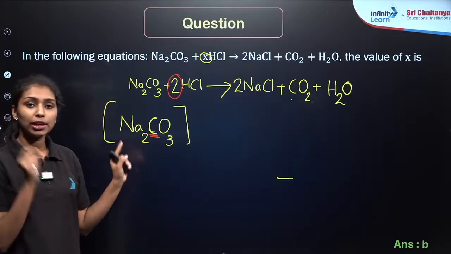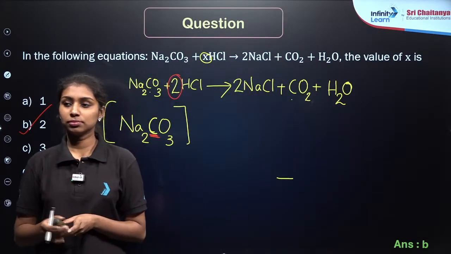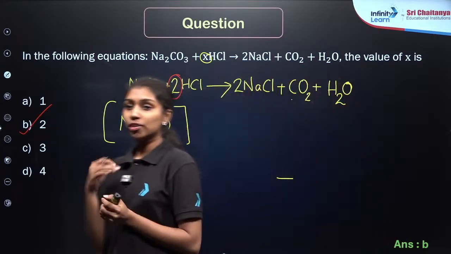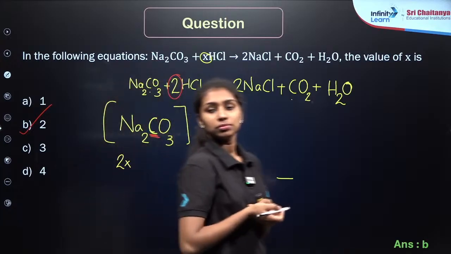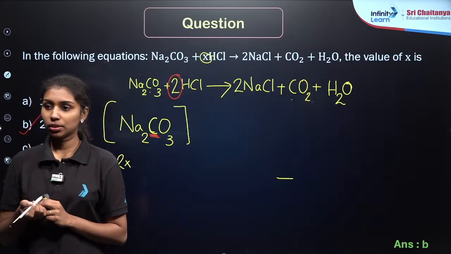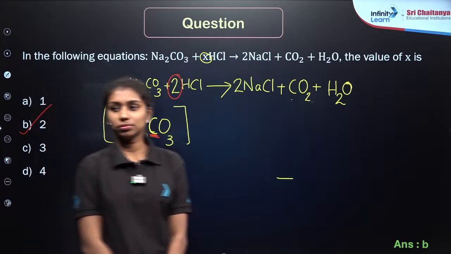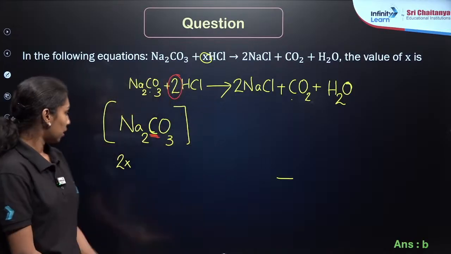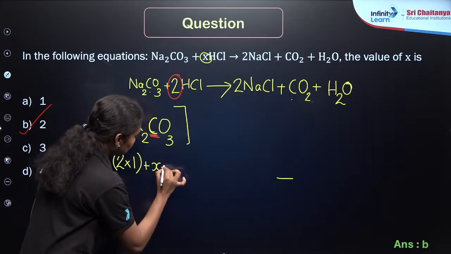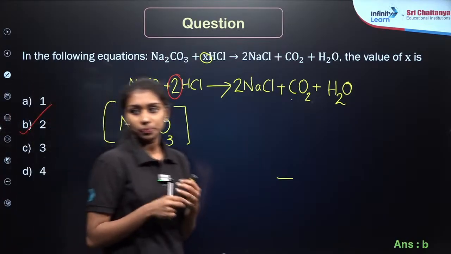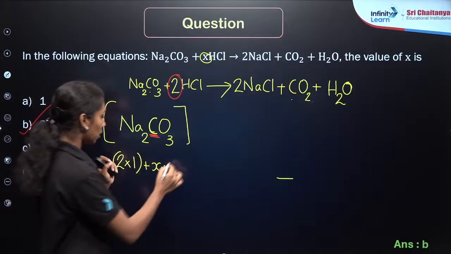So how many sodium atoms are present in the case of Na2CO3? 2, right? So what will be the oxidation number of sodium? If you are connecting with the valency, one, right? Yes, sodium is having the oxidation number of +1, so it will be 2 into 1 for the 2 sodium atoms. Then I don't know the oxidation number of carbon, so I am taking it as X. Plus, what will be the oxidation number of 3 oxygen atoms? For one oxygen atom, it will be -2. For 3, it will be 3 into -2, that is equal to -6, right?